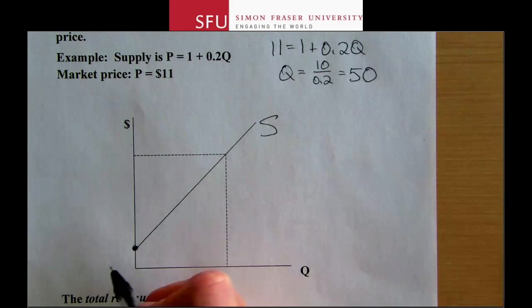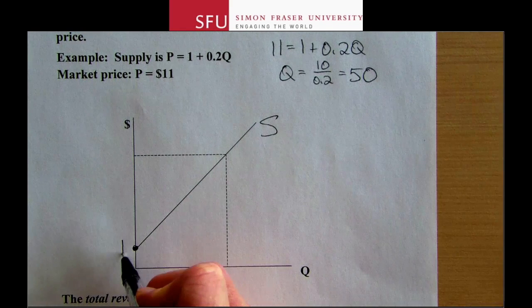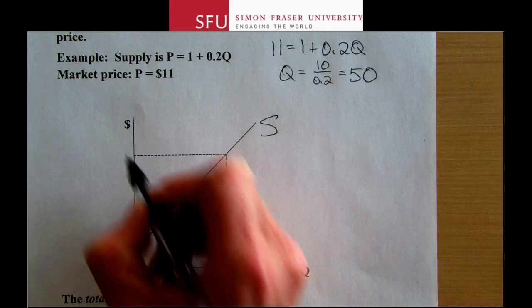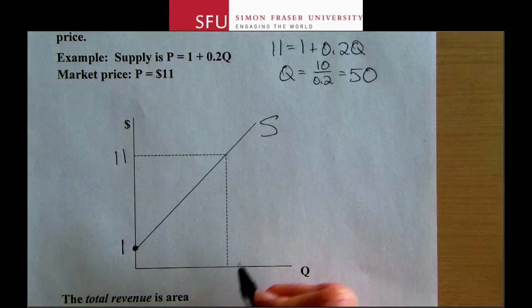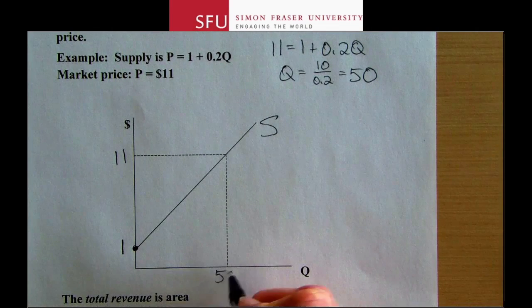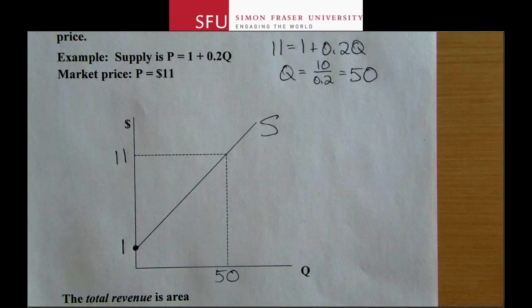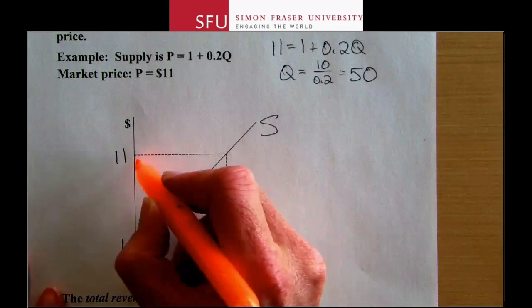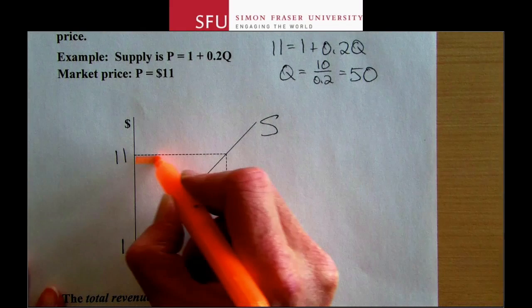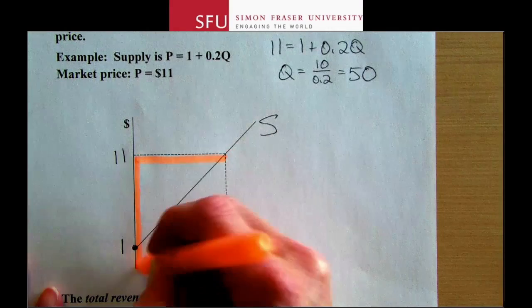All right, so the supply curve starts at 1, that will be the price intercept, and at a price of 11, quantity supplied will be 50. Okay, total revenue is a rectangle because it's the price times the quantity. So price times quantity will be the rectangle.